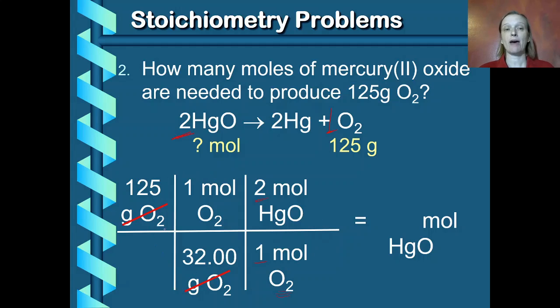Now I just need to do the math, after I make sure my units cancel. 125 times 1 times 2 divided by 32, also divided by 1. And you should get 7.81 as your final answer here.